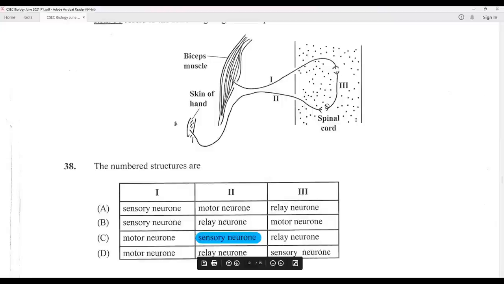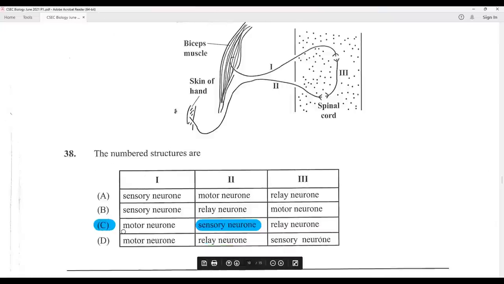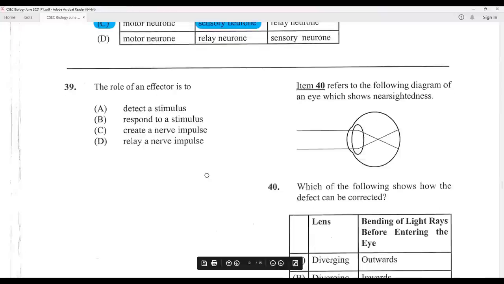3 is the relay neuron. Remember, the relay neuron will go to the spinal cord. And the bicep is the motor neuron. So the answer is C. The role of an effector is to respond to a stimulus.